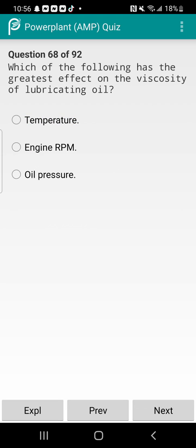Which of the following has the greatest effect on viscosity of lubricating oil? Temperature.